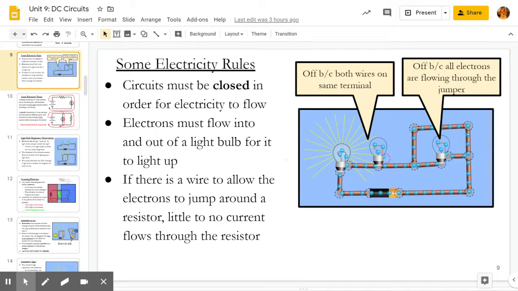Another thing that you might have noticed is that if there's a chance for electrons to bypass something that they don't want to go through, they will. I believe the simulation called it a jumper. I also call this an electrical short because, while it's not necessarily a shortcut, it's a path of least resistance. So the electrons are going to flow through. And what happens to the light bulb that gets jumped over is that not really any current will flow through it. Technically, there will be a tiny, tiny amount, but essentially not enough for it to do anything.